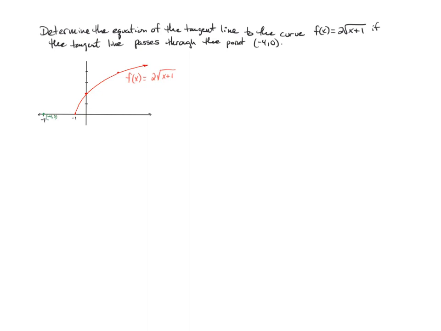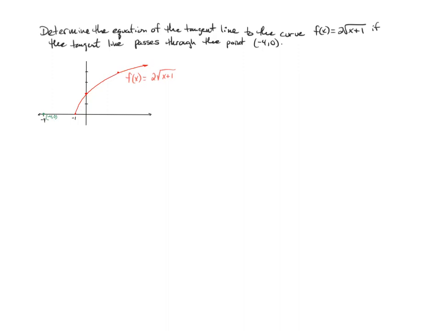So the question asks us to determine the equation of a tangent line that would be tangent to the curve f of x equals 2 times the square root of x plus 1, if the tangent line happens to pass through the point negative 4, 0. I gave a little graph here of 2 root of x plus 1. Of course, at x equals negative 1, the y value is going to be 0, and it's going to move up and out like a regular old square root function does.